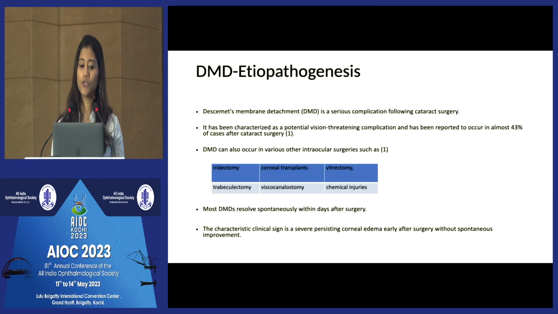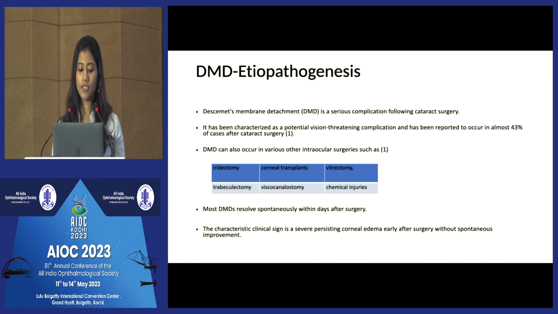So the etiopathogenesis: the Descemet's membrane detachment is a serious complication following cataract surgeries, and it has been characterized as a potential visual threatening complication, and it's reported to occur in almost 43% of all cases following cataract surgery. DMDs can also occur in any anterior segment surgeries such as iridectomy, trabeculectomy, viscocanalostomy, vitrectomy, or any corneal transplants. It can also be found in some cases of chemical injuries as well.